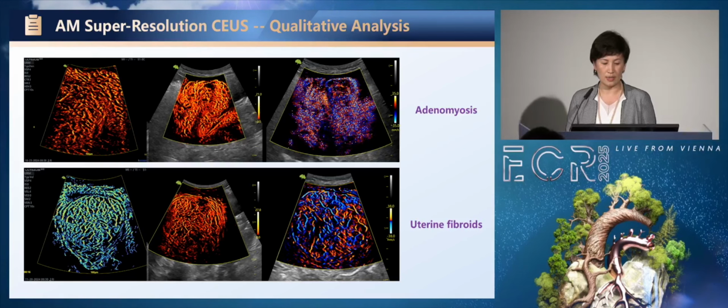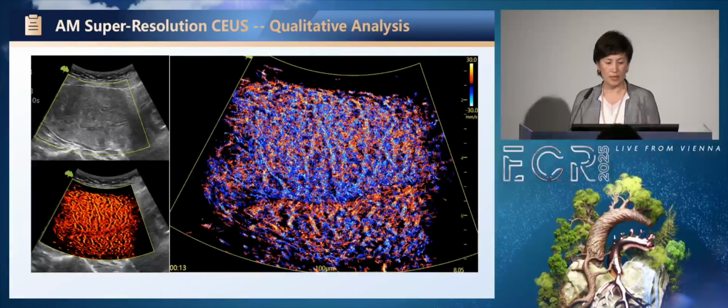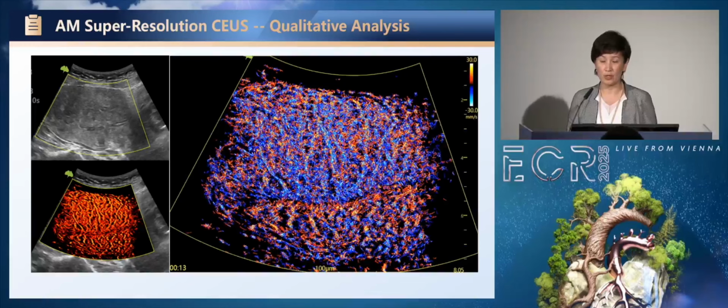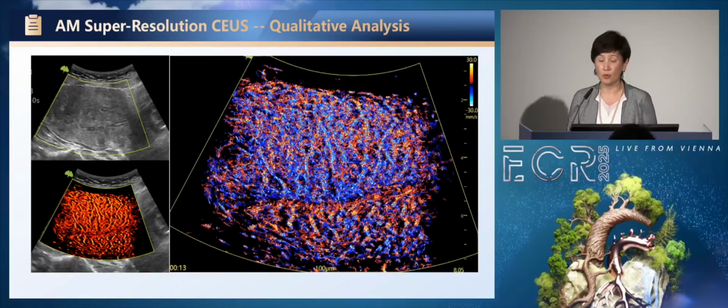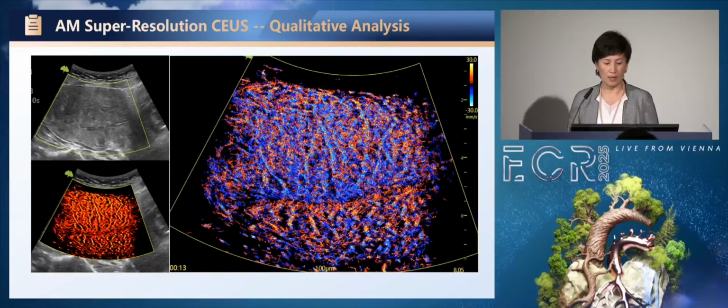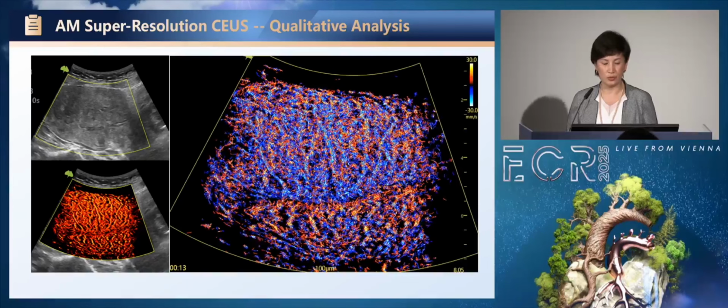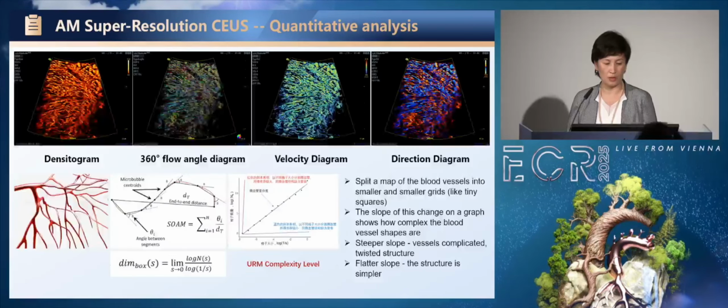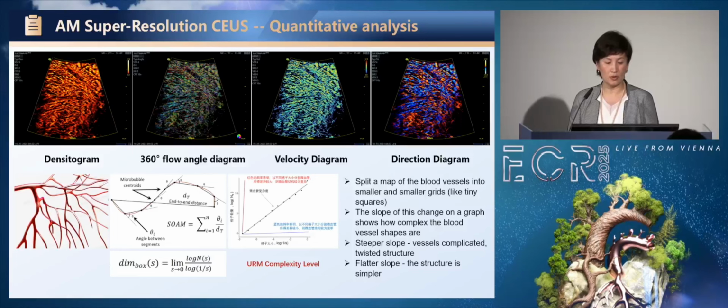Besides this, we can see the uterine fibroids show bigger vessels than adenomyosis, and the distinct border. We can also use another direction of imaging to see where the bubbles are flowing. We can use multiple imaging to see the bubbles from the endometrium to the border of the uterus. We can see where the bubbles flow. And after that, we can do quantitative analysis, including density diagram, flow direction diagram, and velocity direction, and so on.